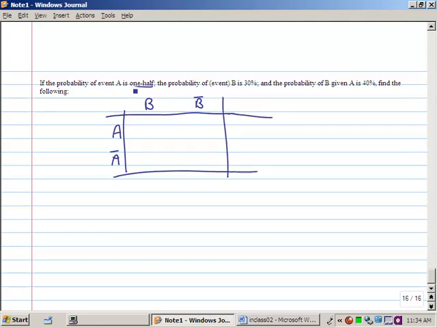Probability of A is 1/2, so A bar is also 1/2. Probability of B is 30%, 0.3, therefore B bar is 0.7. And probability of B given A is 0.4. Alright, B given A does not go in the table.